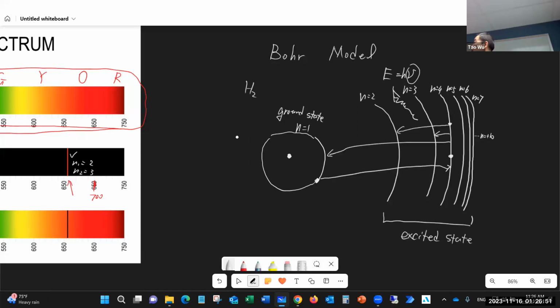Okay, so I hope you can grasp the concept. Energy is an electromagnetic wave. If the energy fits into the visible light range, then we can see.